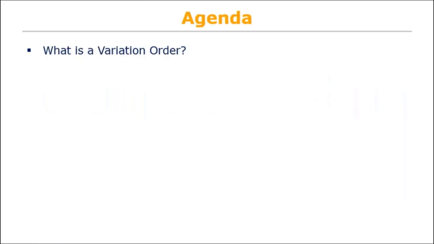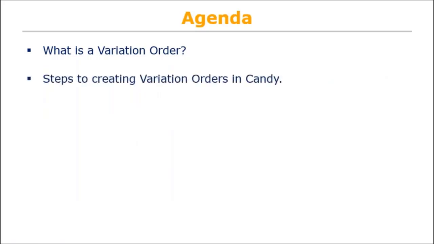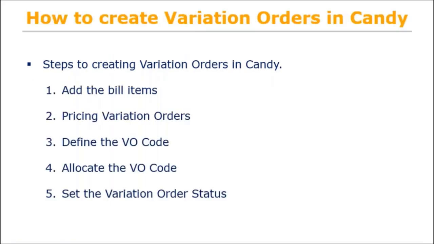We have looked at what is a variation order. Now we're going to look at the steps that we should take to create these variation orders in Candy. Step 1 will be to add the bill items in Candy. Step 2 will be to price these bill items in Candy. Step 3 will be to define the variation order code. And then step 4 will be to allocate that variation order code to the bill items that belong to the variation orders. After which we then set the variation order status, and that'll be our step 5.